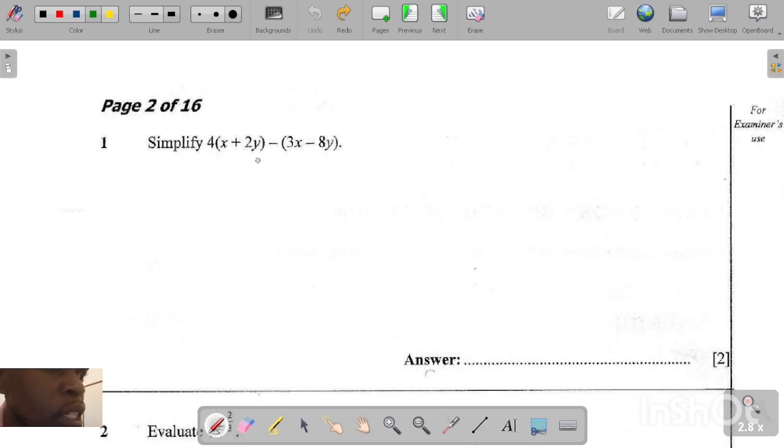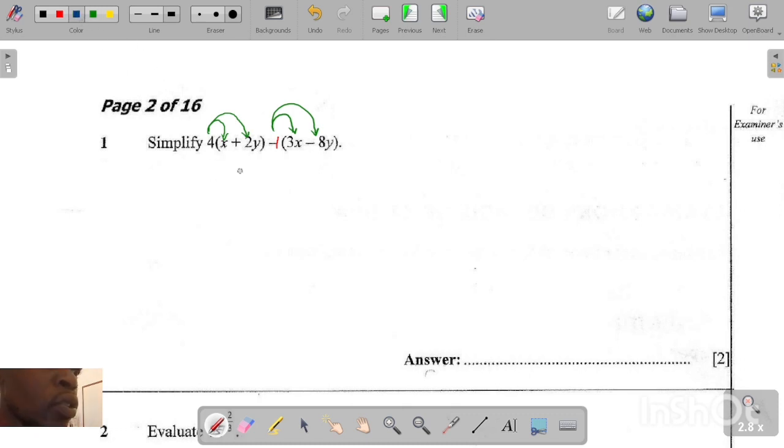Okay, so when you look at this expression, it has brackets. So the first step is to remove the brackets by multiplying the outside terms by every term that is in the bracket. So you multiply this by that and then this by that. Here you have an invisible one. So again, you are multiplying by that, also by that, for you to open the brackets.